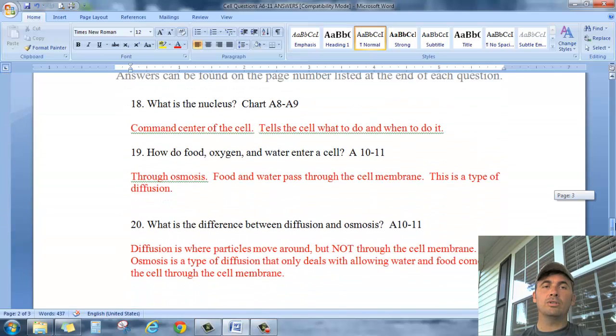Number 18, what is the nucleus? The nucleus is the command center of the cell. It tells the cell what to do and when to do it.